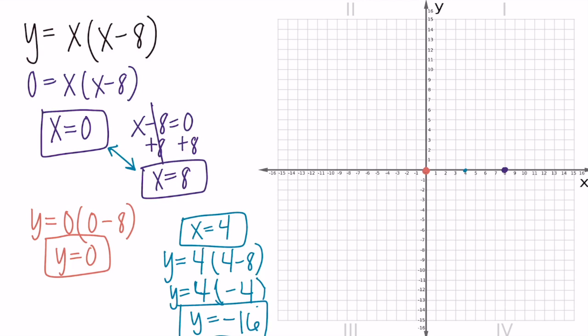So let's go ahead and plot that. We're going to go to the right 4 and then down 16. All right, from there, that gives us enough points. We can go ahead and get the general shape of our parabola here. And there we have our parabola that we made completely by hand.